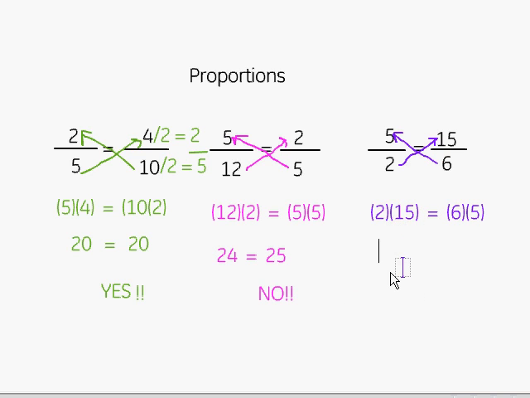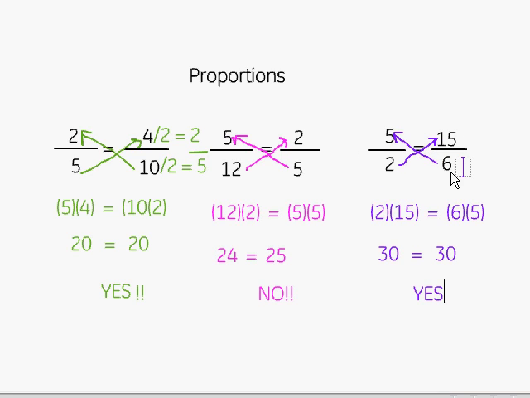Well, 2 times 15 is 30, and 6 times 5 is 30. Since 30 equals 30, then yes, this is a proportion. So, since our cross products equal each other, then yes, 5/2 is actually equal to 15/6.